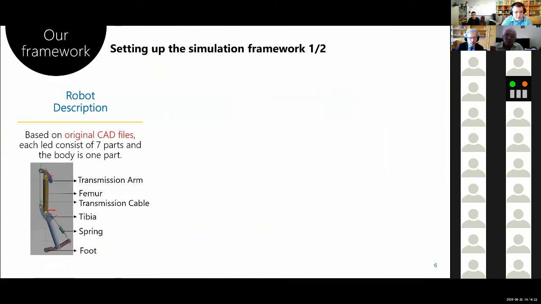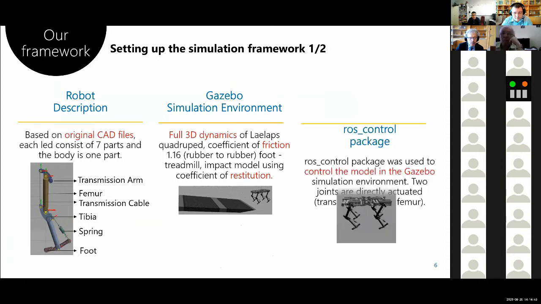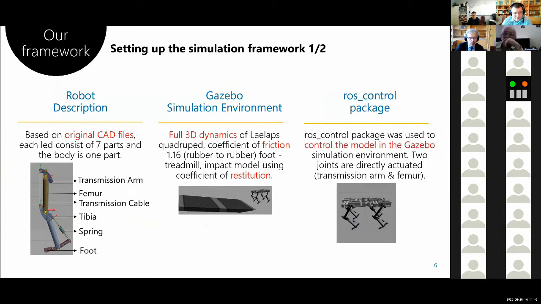So first, we build a detailed description of the leg. We modeled the transmission arm, the femur, the tibia, and the foot. Also, we modeled the linear spring between the tibia and the foot, and the cable for the transmission of the torque to the knee joint. Next, we created the surroundings of the environment. All the bodies are rigid and undeformable, and we utilized the Open Dynamics Engine from Gazebo.